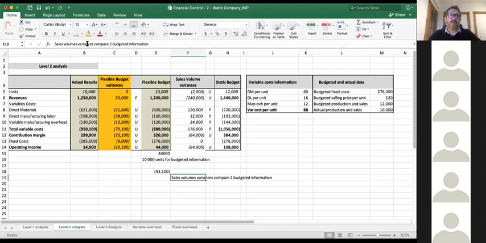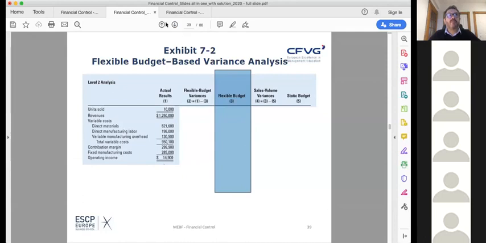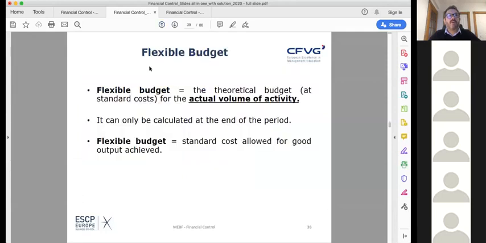To budgeted information, so we don't care that much. So we care about this one. What we did now with the flexible budget, I come back to my PDF document. We created a budget for the actual volume of activity. This is what we call the standard cost allowed for good output achieved.